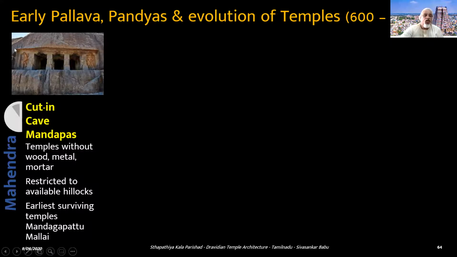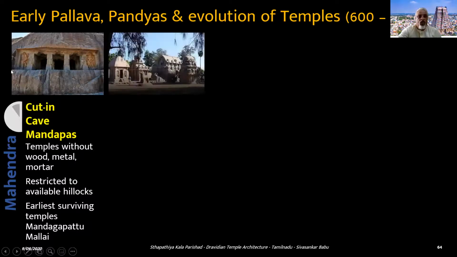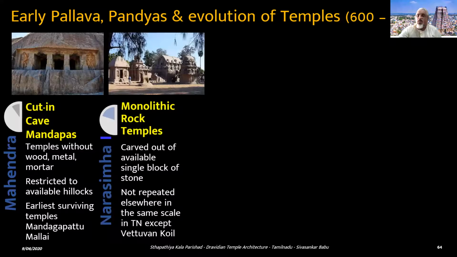But mostly, since it is cut-in, the focus is more on mandapas, on the pillars and the interiors. The next technology comes in monolithic rocks, where available rocks are carved into a single block, into rathas and other things. This was done in Mamallapuram by Narasimha Pallava, and it was not repeated anywhere else, except Vettuvan Koil by the Pandyas.